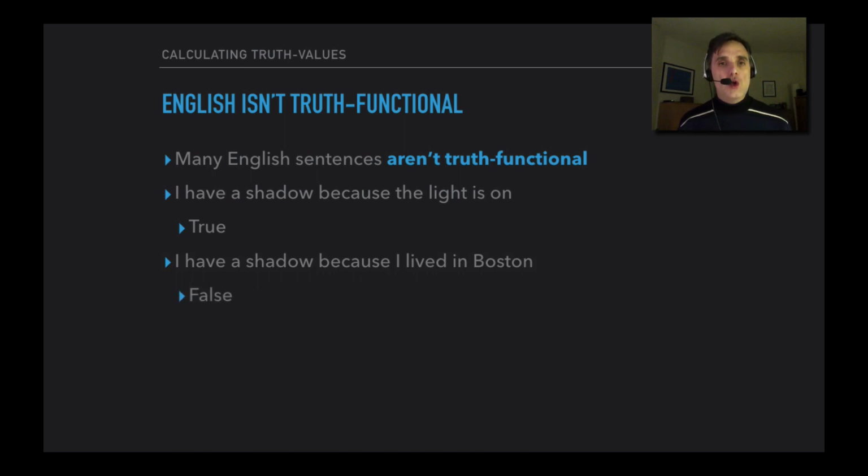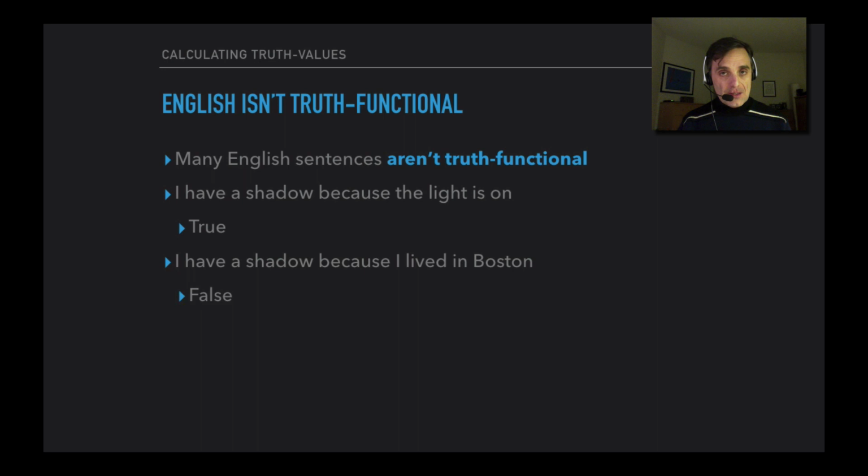So now let's think about these two sentences. I have a shadow because the light is on. Both parts are true. I have a shadow is true, and the light is on. And the whole thing is true. So both parts are true, the whole thing is true. How about I have a shadow because I lived in Boston? Well, for me, both parts are true, but the whole thing is false.